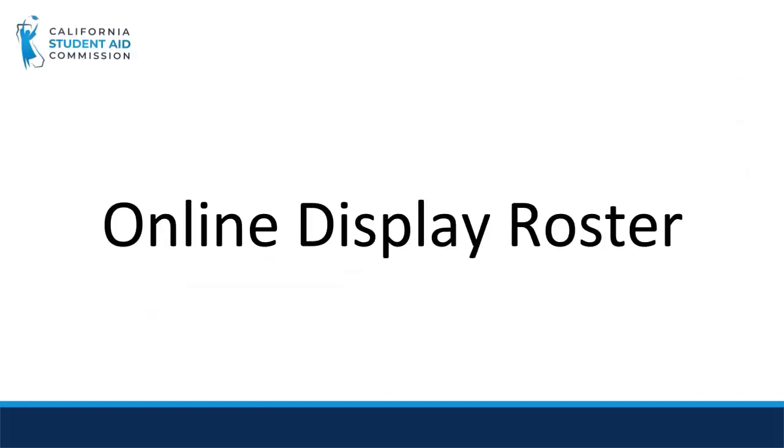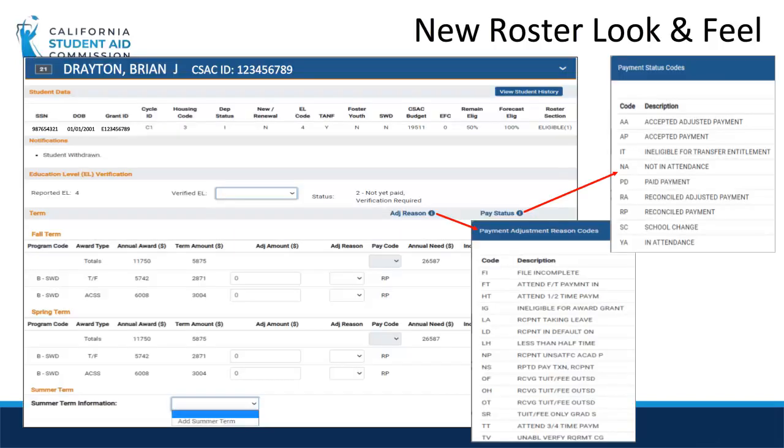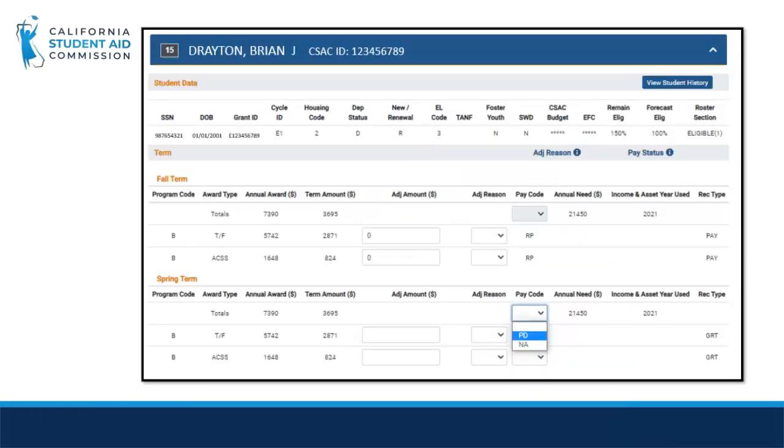Let us take a look at reporting using the online display roster. You can find all adjustment and payment codes on the landing page of the roster by clicking on the information icon. For a student that does not have a reported term payment, if paying full-time, select the PD code in the pay code field, and the student will be paid the maximum term amount. Once the payment is reconciled over the weekend, the new pay code will show up as RP, as you can see from the fall term. The student's eligibility will be reduced by 50%, which is full-time at a semester campus.